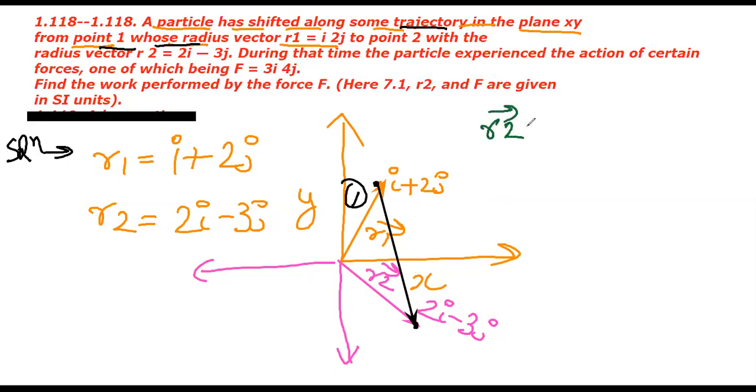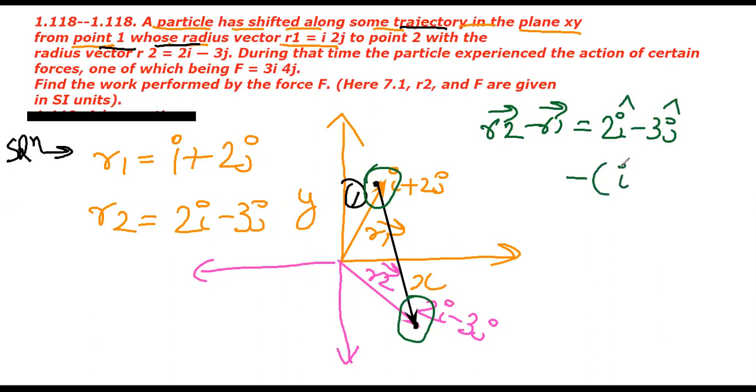R2 vector minus R1 vector is the vector from point 1 to point 2. So R2 minus R1 will be equal to 2i cap minus 3j cap minus (i cap plus 2j cap). Okay students, 2i minus 3j minus i cap minus 2j cap will be equal to i cap minus 5j cap, students.